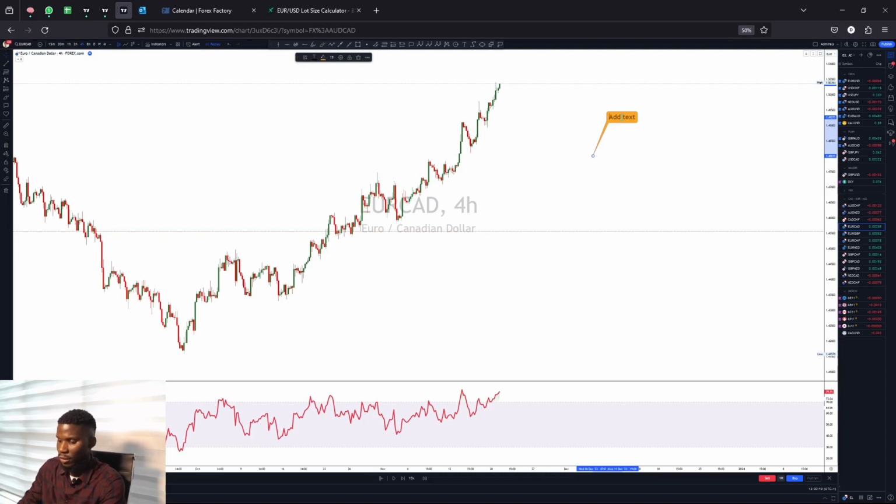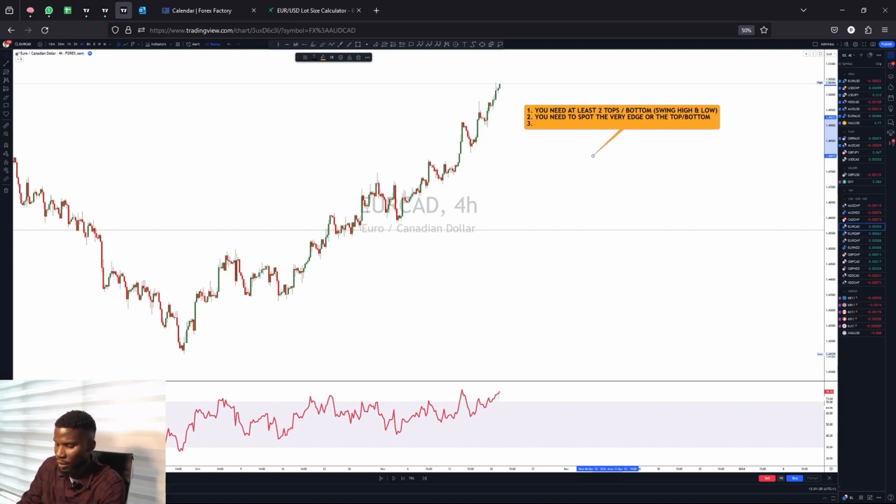So the first thing is you need at least two tops or bottoms. By that I mean swing highs and lows, right? You need at least two tops and bottoms. That's number one. Number two, you need to spot the very edge of the top or bottom. You need to spot the very edge of the top and bottom.